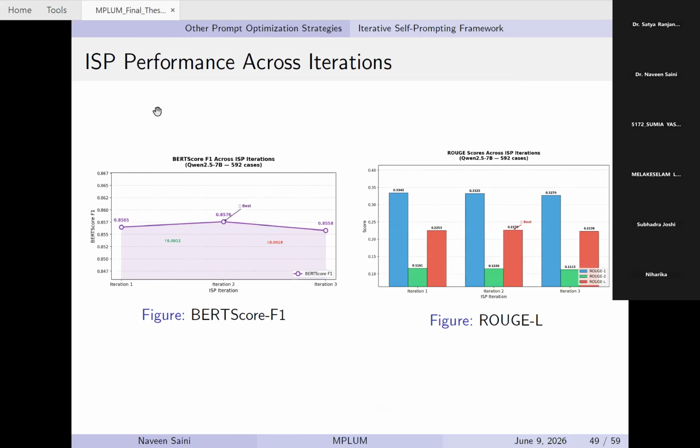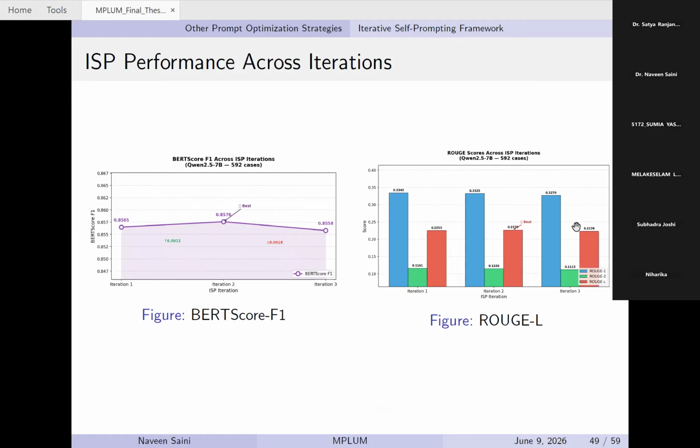Now, if you look over here, ISP performance. Initially, in iteration number one, the BERT score was 85. In iteration number two, the BERT score was 85.76. It slightly increased. And in the third iteration, it decreased. So as I told you, because it's a black box, and you are not providing the actual gold summary, you are just providing the numerical information based on the evaluation measure. So that's why performance may decrease, but maybe it will increase if you provide the gold summary instead of the numerical value. But that will be supervisory in nature.